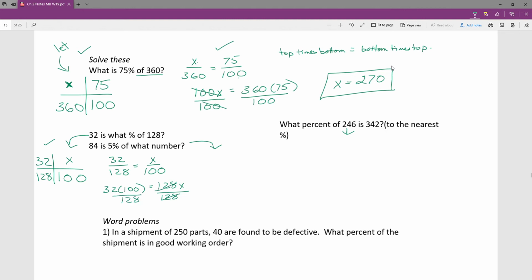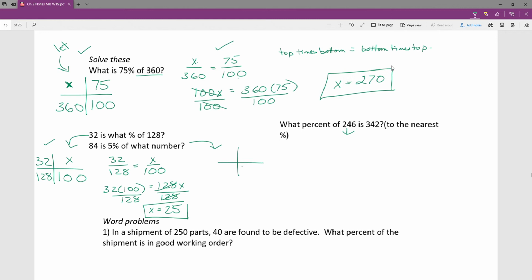Oftentimes people are coming with some memory or understanding of this already. In this case, we get 25. Let's try two more. Sorry for the spacing. I don't know what happened on this.